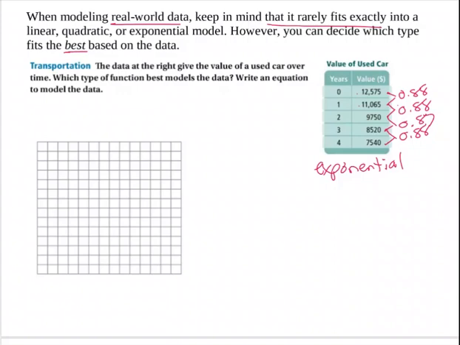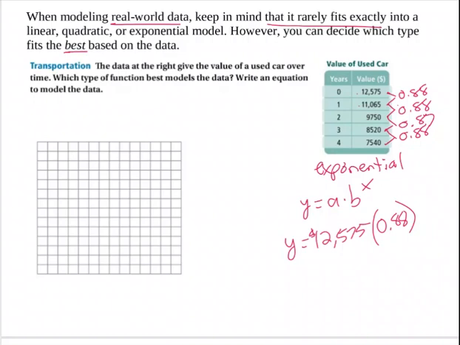So the equation, if you remember, is y equals a times b to the x. Now a is the starting amount. So we have y equals the starting amount, which was 12,575. That's right. 12,575 what? Dollars. Now times b. And I told you what b is. It's the common ratio. It's the thing that you're multiplying by each time. And what are we multiplying by each time? 0.88.